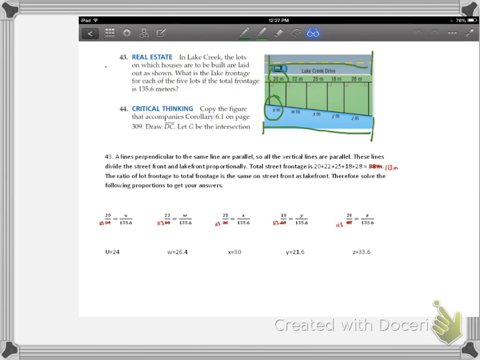Now, one way to look at this is that the ratio of the length along the road to the total length along the road, which we can add up, and it's 113, has to equal the length along the lake shore, which we don't know, divided by the total length along the lake shore, which is given in the problem to be 135.6 meters. So, for instance, as we're trying to find u, I will take 20 over the 113, and that's going to equal u over 135.6. And similarly, I can solve for each of these, and you get the amounts shown for u, w, x, y, and z.